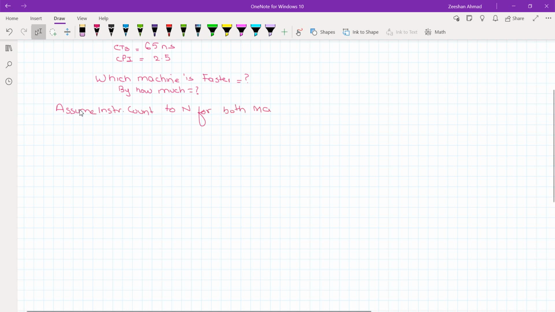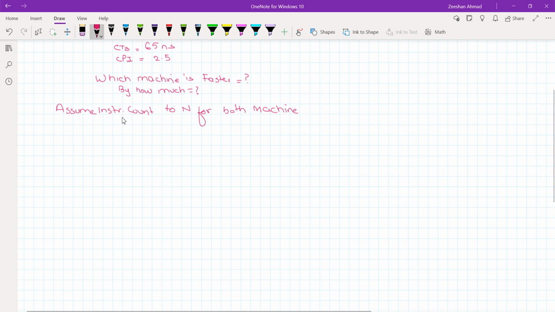So I have defined a variable here, which is basically n, and it can be any number. Whatever the number is, it will affect both machines equally, so it is not going to affect our solution. Let's suppose we say that it is n here.